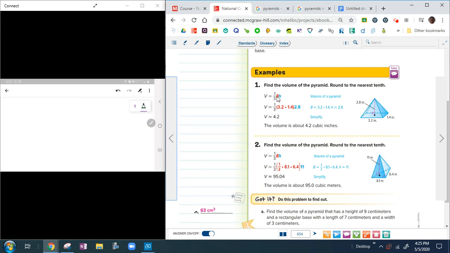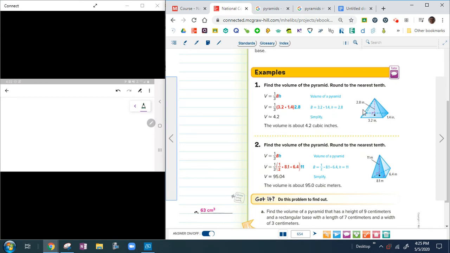Write down the formula. Now, this big B, your next step is to replace the variables with the appropriate dimensions. This big B is replaced with 2 dimensions. Why? Because remember, that big B doesn't stand for just one dimension. It stands for the area of the base of this pyramid. And this pyramid has a rectangular base. How do we find the area of a rectangle? Length times width, or some people say base times height. So multiply the 2 dimensions of the rectangle right here, and that is what we replace for that big B.